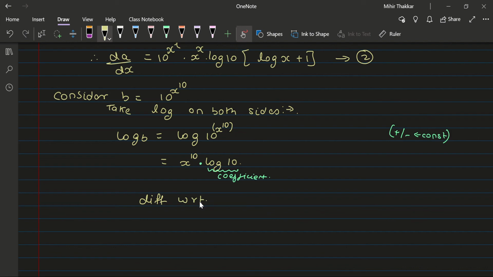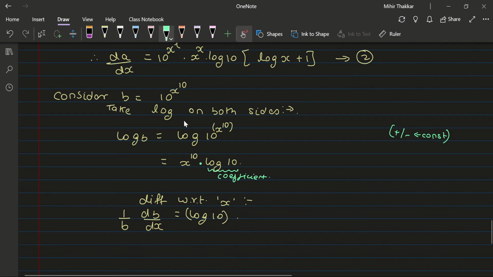And when I differentiate this with respect to x, I get the derivative of log b as 1 by b into db by dx is equal to, because it is a coefficient, I write it first, so log 10, and for the second term I will apply the formula for x raised to n. What is the derivative of x raised to n? It is n into x raised to n minus 1. What is n? The answer is 10.